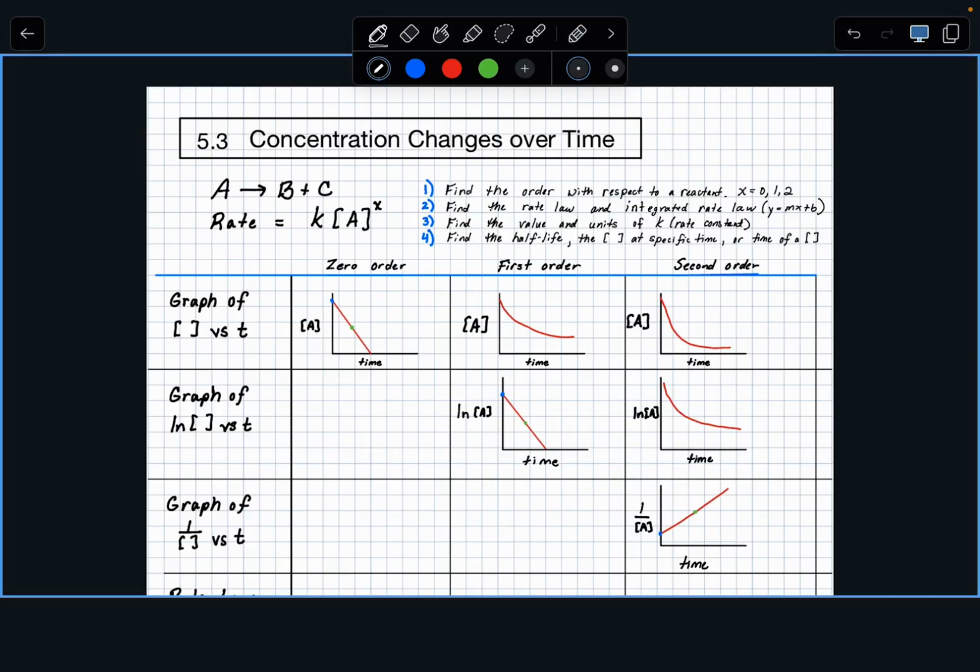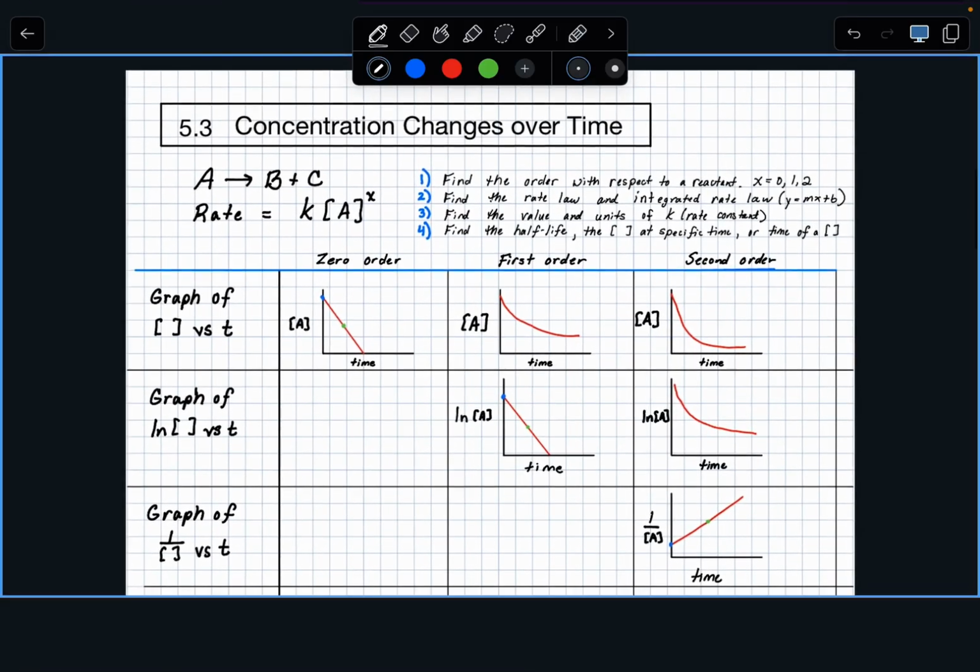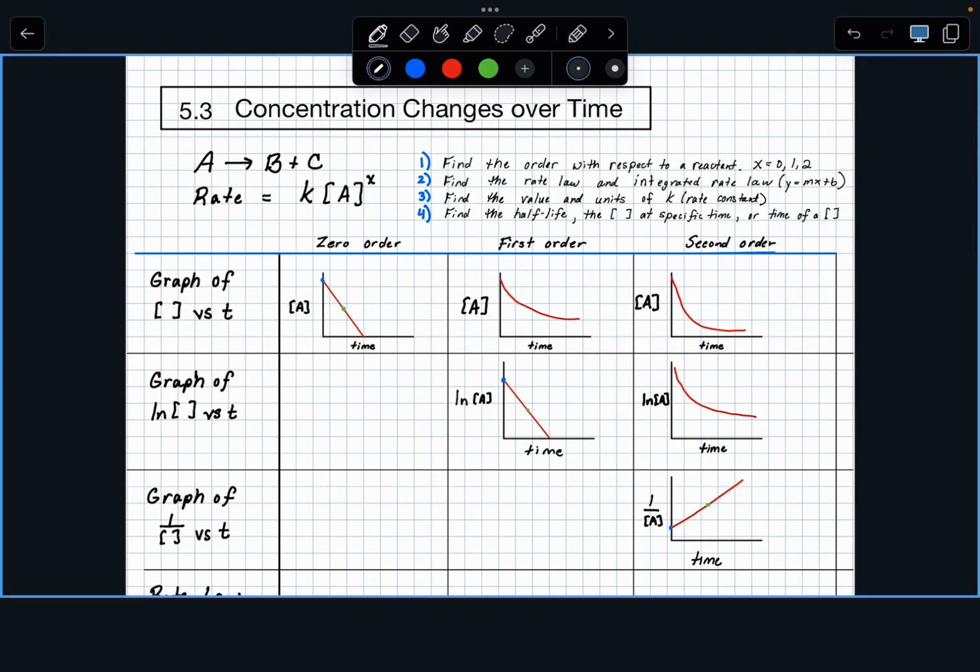What's different about this section is you're going to use graphs to find some of the things that we found before using a data table. This time around, our goal, again, is to still take a rate law and find the order with respect to that reactant, meaning the exponent x, find the actual rate law and the integrated rate law, so that's new, and then also the value and the units of k.